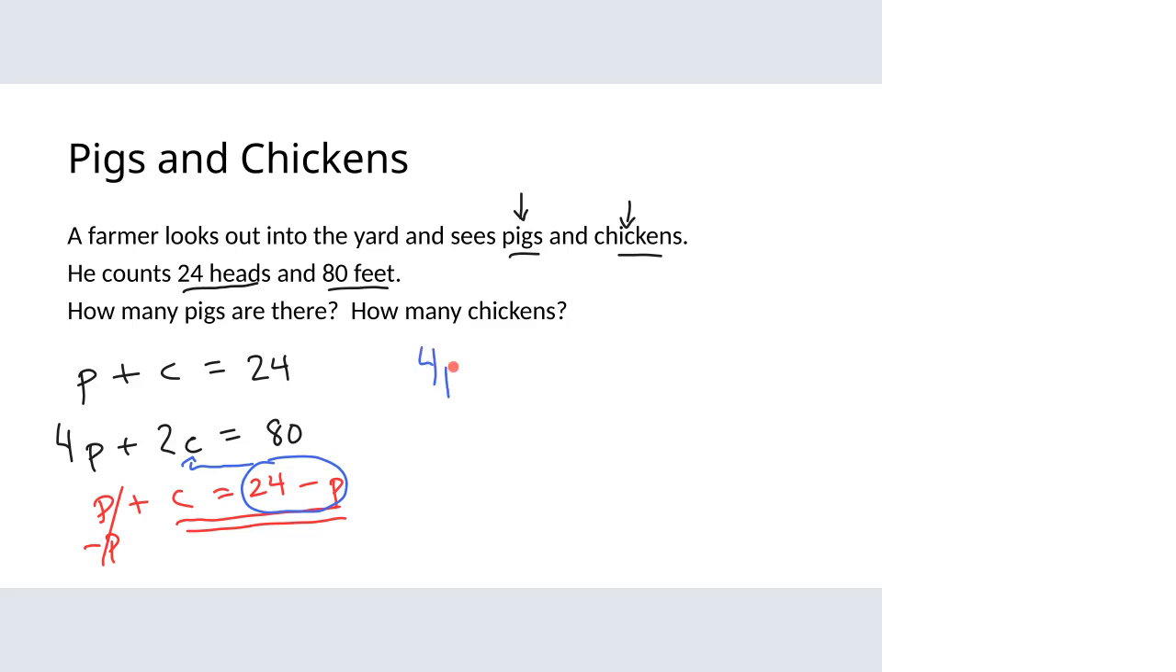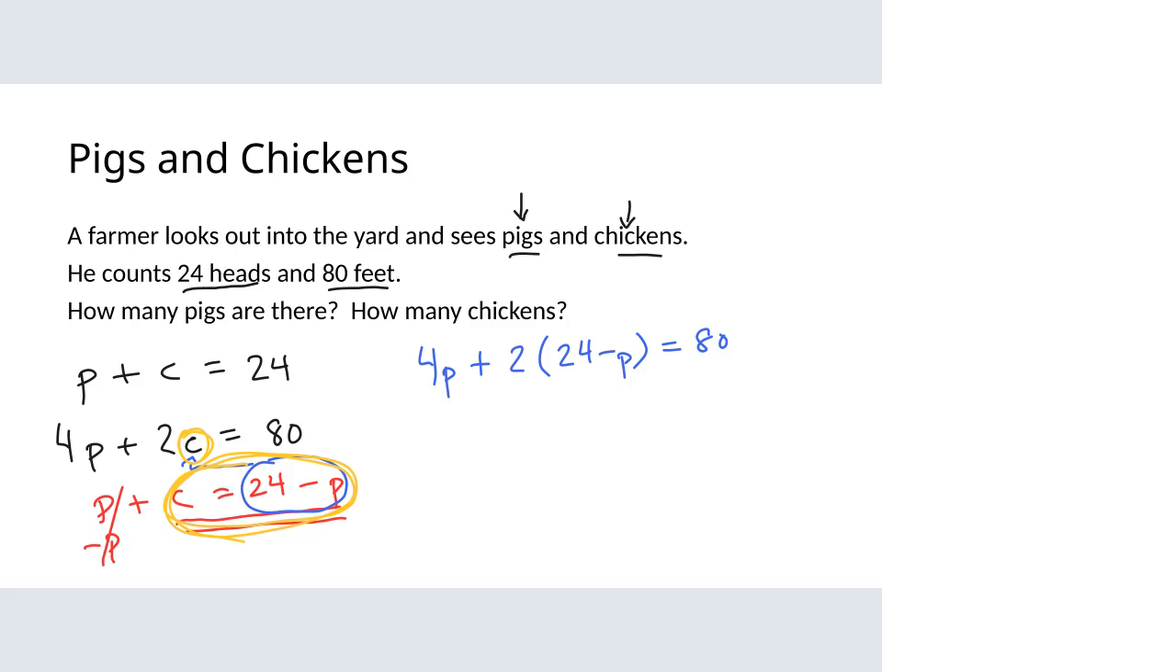And we're going to have 4 times p plus 2 times 24 minus p, and that's going to equal 80. What we've done here is we said, all right, well, if c and 24 minus p are the same as each other, then wherever I have a c, I could put 24 minus p in there for it. And that's what we've done. Now I have one equation with one variable, so we can solve this and find out p.